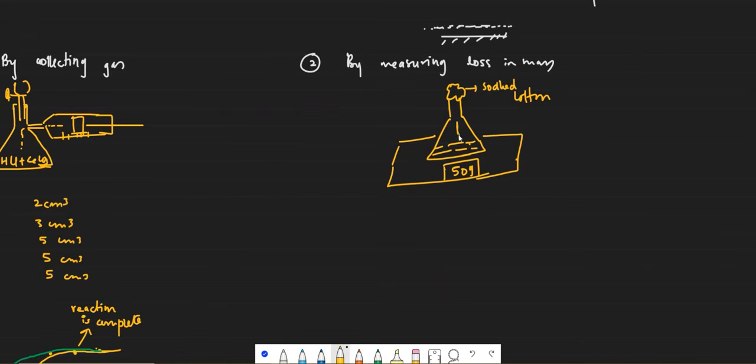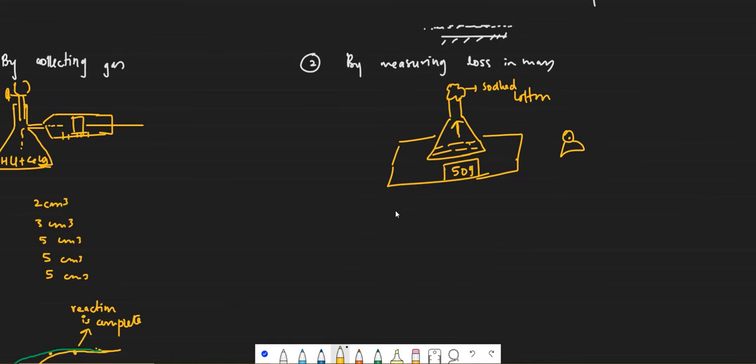Carbon dioxide starts to get released. Now here we are not going to collect the gas. We are letting it go into the atmosphere, and this loss in gas will result in the loss in mass inside this conical flask, and we'll measure this loss in mass over time.